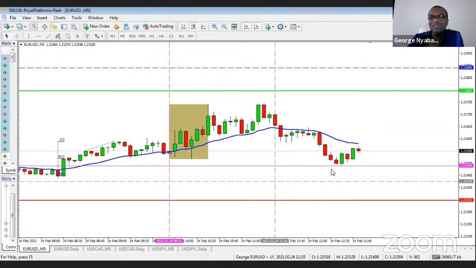So now I'm saying I want to see a double bottom. I really want to see decent price action over 12 candles, at least 9 to 12.